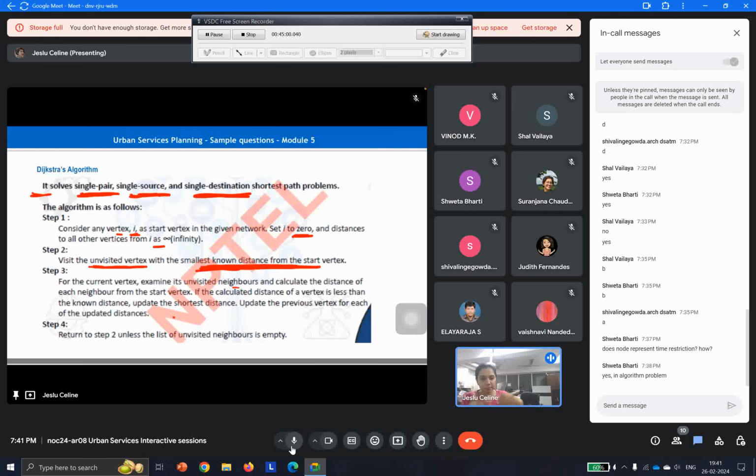And then you keep repeating the steps, and finally, after we finish all the unvisited neighbors, we get the total minimum distance which needs to be taken. I mean, this explanation, when you do the problem, it will be very clear.